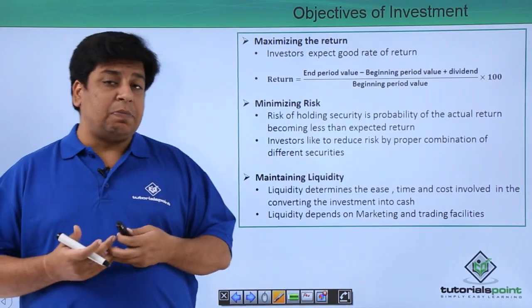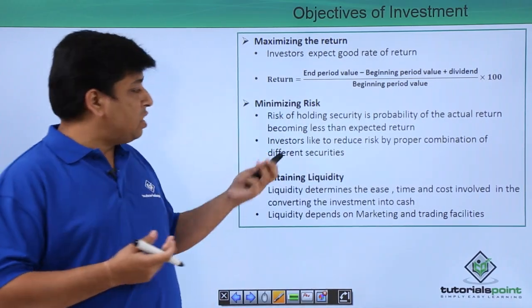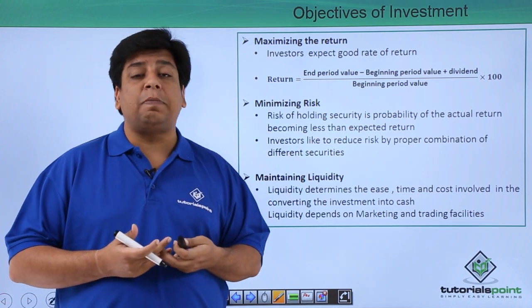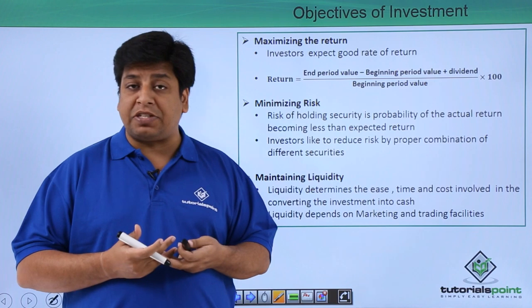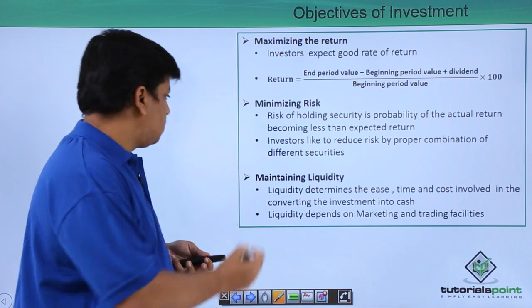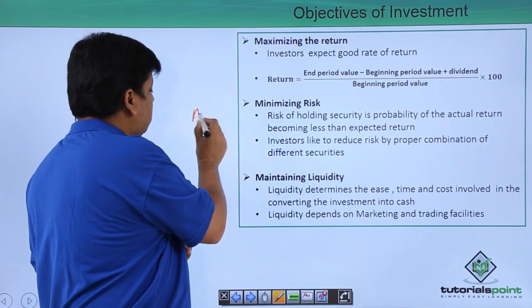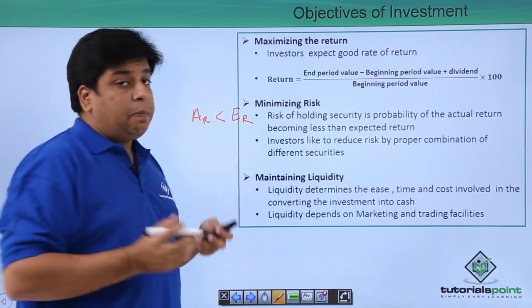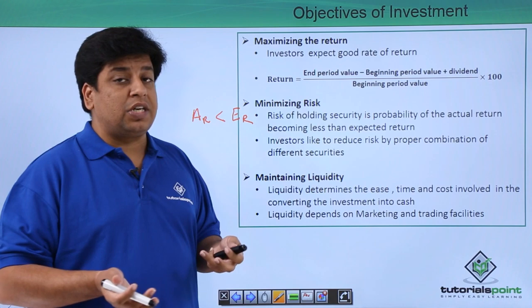Secondly, we will see minimizing risk. The risk of holding a security is the probability of the actual return being less than the expected return. Let's say if your actual return becomes less than your expected return, basically what we are talking about is risk.